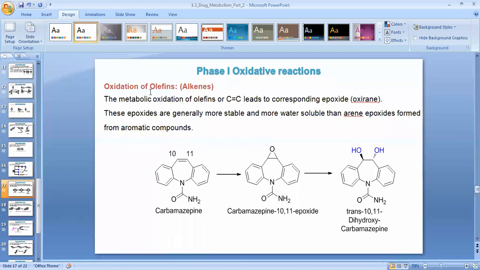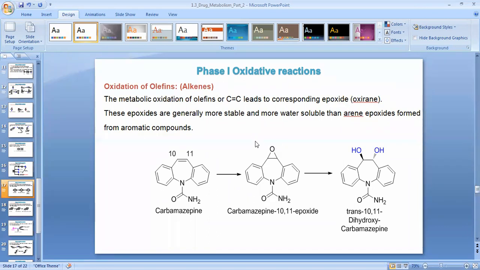Now we are discussing the oxidation of olefins. So the metabolic oxidation of olefins. The olefin is nothing but a carbon-carbon double bond. It will lead to the corresponding epoxide. So in this case also, the double bond, that is the olefin, is going to form the epoxide in its structure, and that epoxide is known as oxirane.